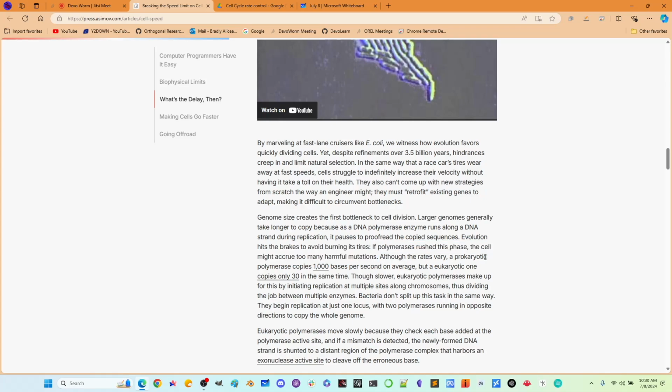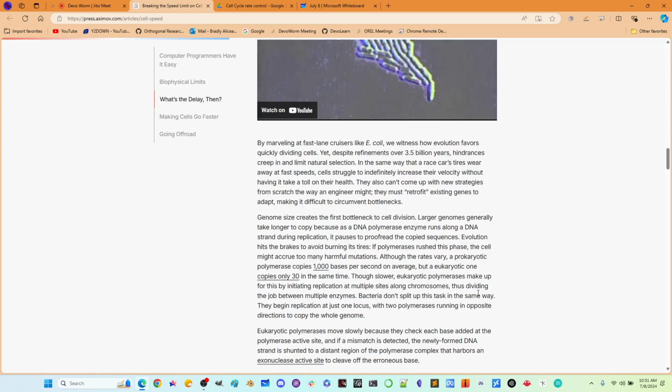Although the rates vary, a prokaryotic polymerase copies 1,000 bases per second on average, but a eukaryotic one copies only 30 in the same time. And so this is where you have this speed of the polymerase. In prokaryotes, it's much faster, and so we have this speed differential. Those slower eukaryotic polymerases make up for this by initiating replication at multiple sites along chromosomes, thus dividing the job between multiple enzymes.